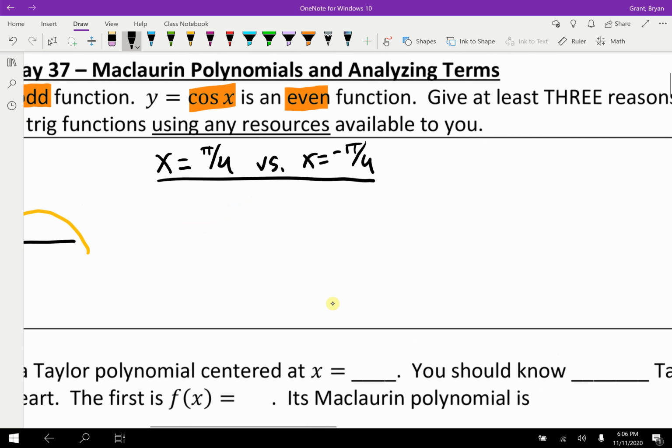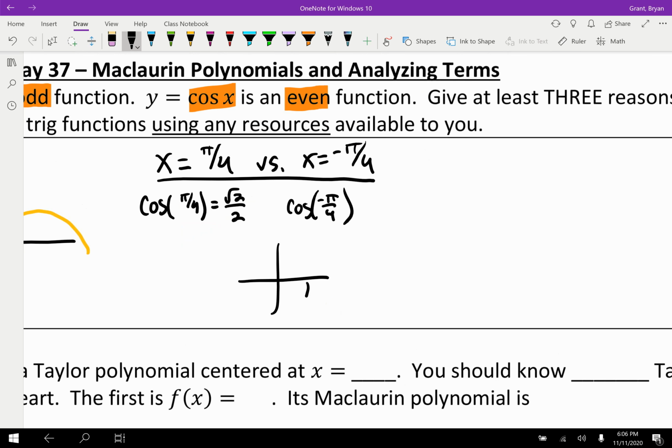Okay, so if I wanted to substitute both of these in cosine, cosine of pi over 4 is square root of 2 over 2, and cosine of negative pi over 4, remember your unit circle, negative pi over 4 moves you backwards, and cosine is the x, so cosine is still positive there, so that's also positive root 2 over 2. We took a positive, plugged it in, we took the negative version, plugged it in, we got the same positive answer. Let's go ahead and compare that to sine of pi over 4.